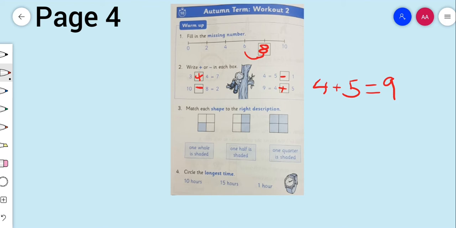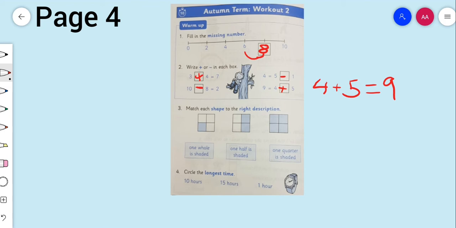Okay, now let's move on to question number 3. It says, match each shape to the right description. So let's read this first description. One whole is shaded. And second one half is shaded. And last one 1/4 is shaded.